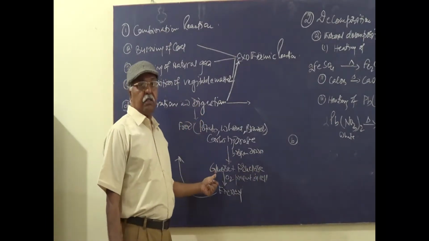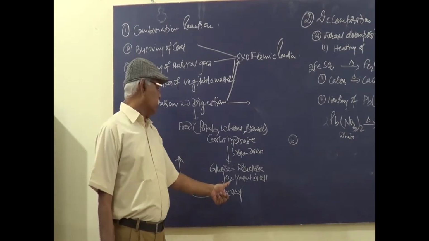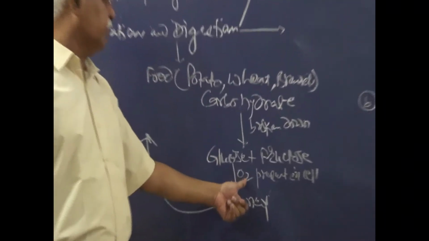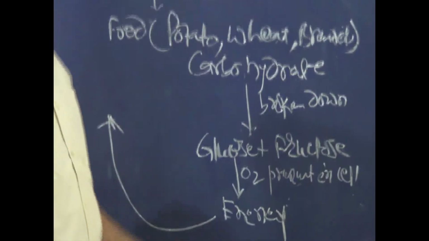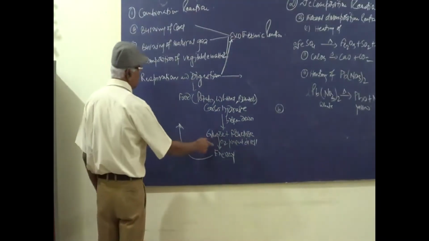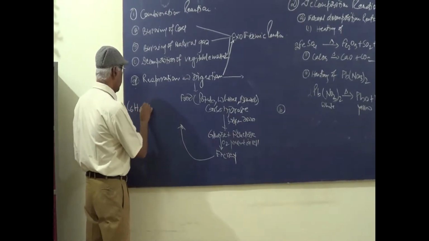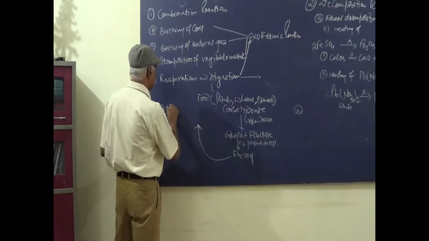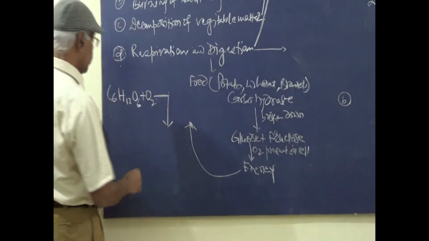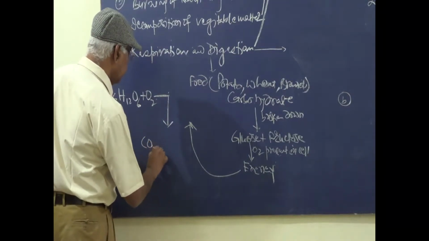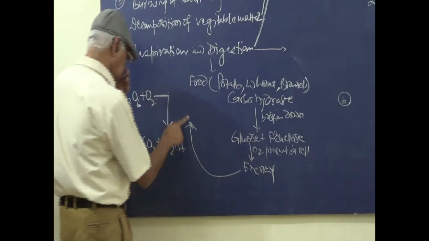The carbohydrate is broken down into glucose and fructose. This glucose again undergoes oxidation with the oxygen present in your cell and gets converted into energy. Now how the reaction is taking place, that I am also telling you. Glucose, C6H12O6, plus O2 gives CO2 plus H2O and plus energy.